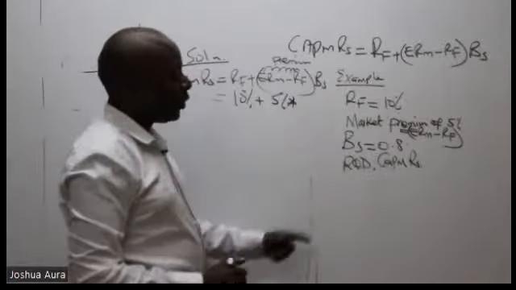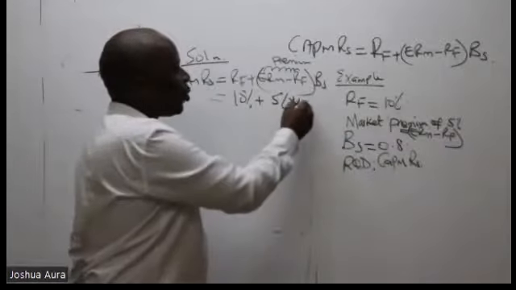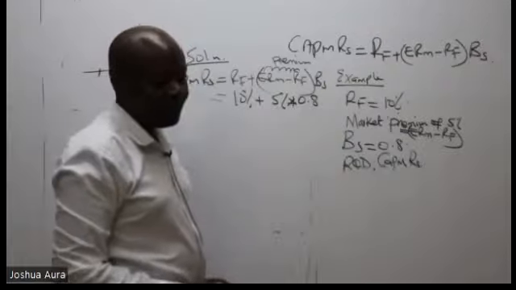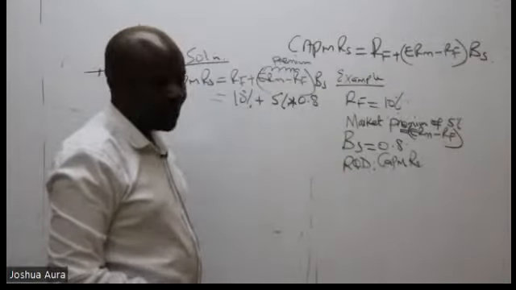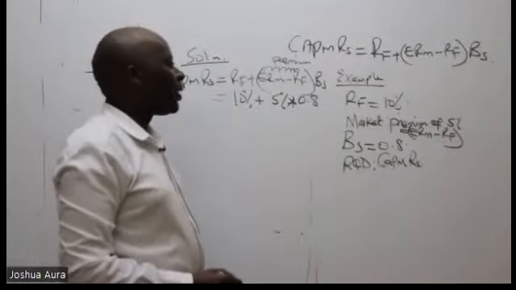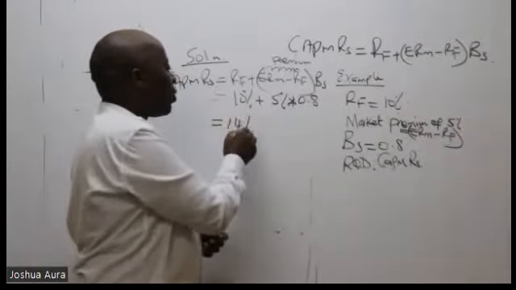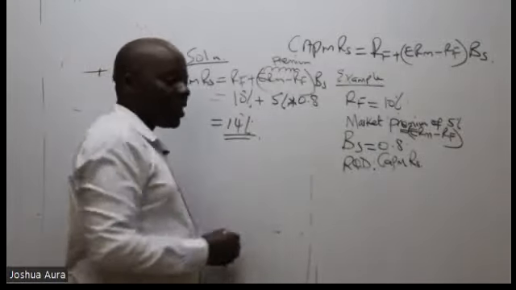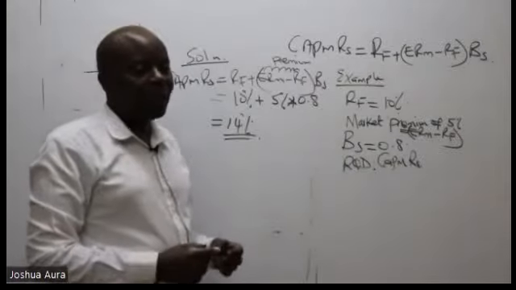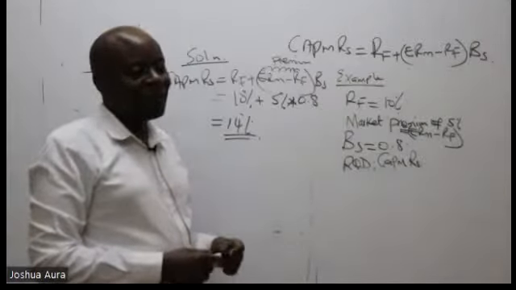Then multiply this with the beta factor, which is what here, somebody? 0.8. If you handle it this way, you will end up getting 14%.